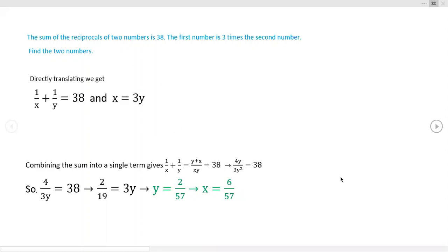And so this one reads: the sum of the reciprocals of two numbers is 3/8. It also gives you information that the first number is 3 times the second number. Now I'm going to use the usual x and y. We'll let x be the first number, y be the second number.